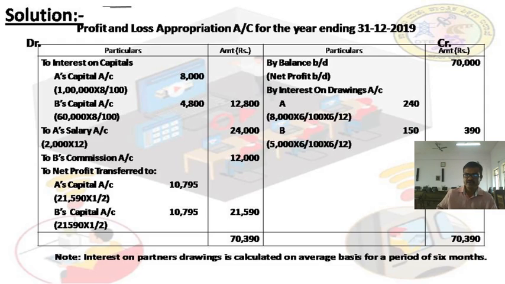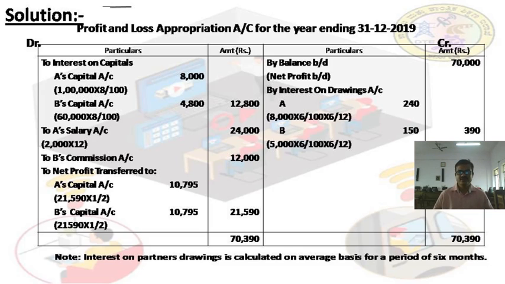Same way we have to calculate for Mr. B's drawings of 5,000. The rate of interest on drawings is 6%. 5,000 multiplied by 6 by 100 and multiplied by 6 by 12. So the answer is 150. Make it total interest on drawings: 240 plus 150, so 390. You have to keep it in the outer column, credit side.